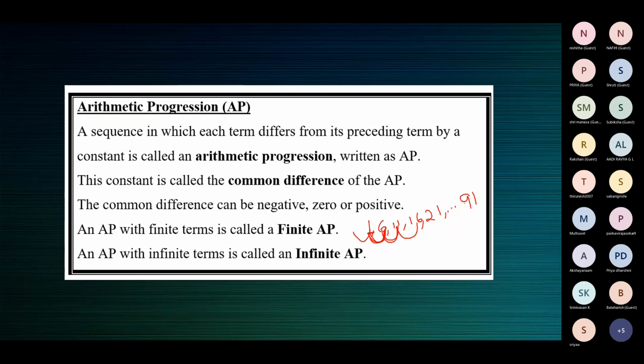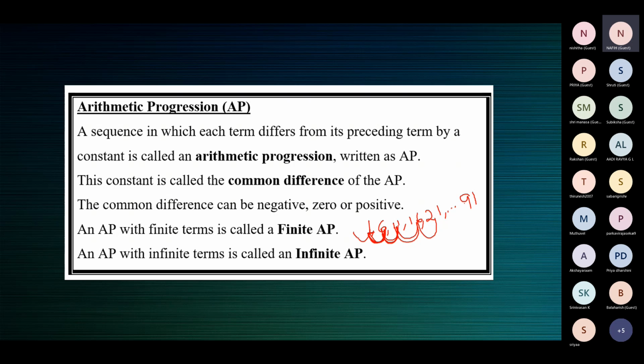Or 11 minus 6, A3 minus A2. So you can see that 6 minus 1 is 5, 11 minus 6 is 5, 16 minus 11 is 5, 21 minus 16 is 5. So in the sequence, each term differs from its preceding term, the previous term, by a fixed value, which is 5 in this case. So this sequence forms an arithmetic progression.